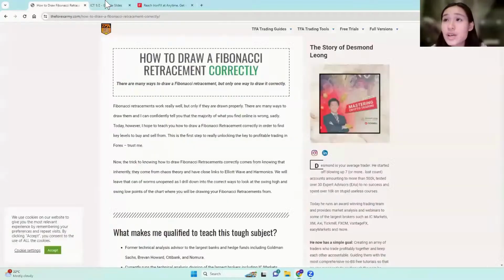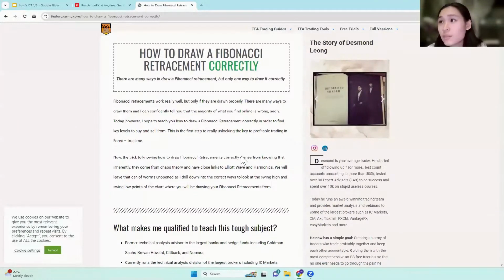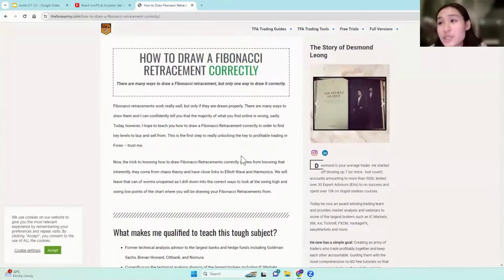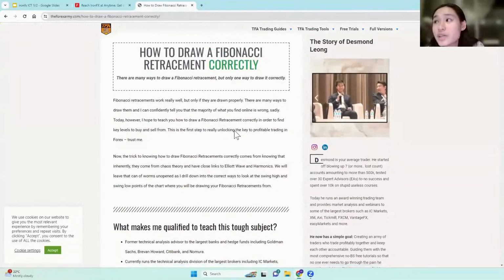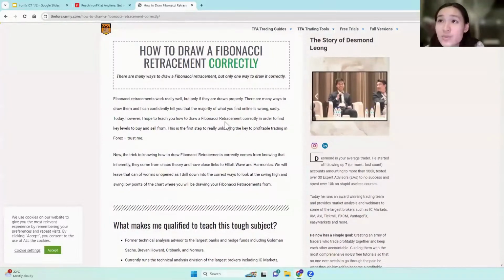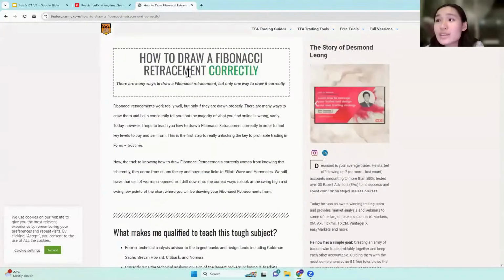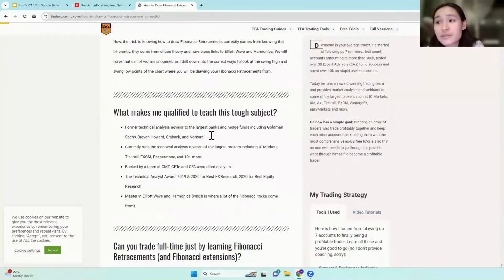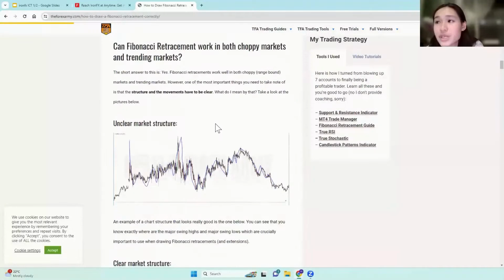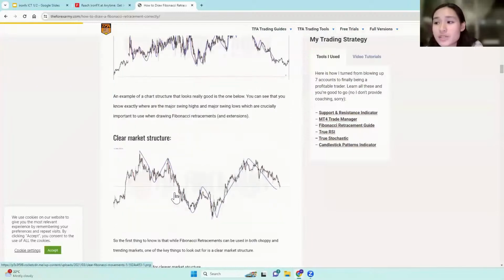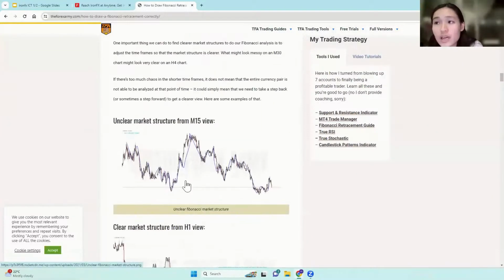Okay, so if you missed our Fibonacci series, not to worry because we'll probably go through that again. But because we recently finished that, it might be a while. But anyway, the website that we recommend you to go through is theforexarmy.com, and it goes through how exactly to draw a Fibonacci retracement correctly. There are some videos that you can take note of, the market structure to keep an eye out for.